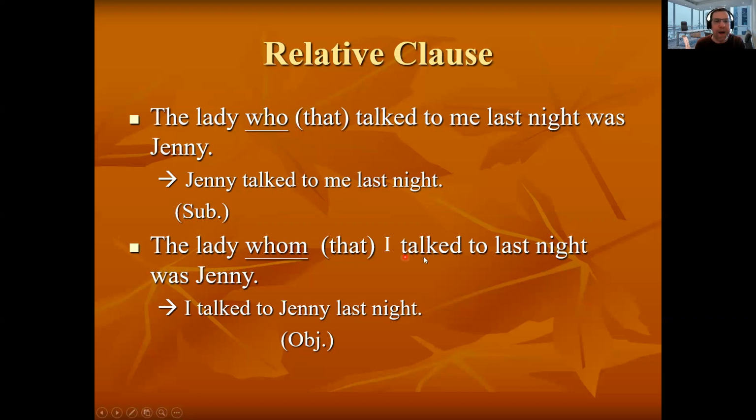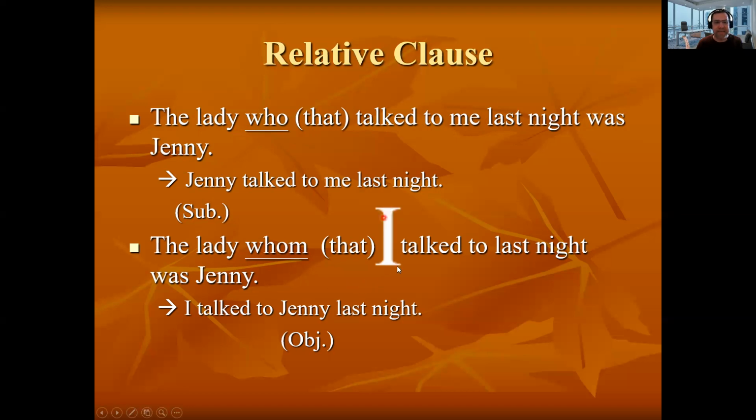The lady whom I talked to last night was Jenny. I talked to Jenny last night. Jenny is not doing the talking. Jenny is being talked to by me. So if the person is doing the talking, like the lady who talked to me last night, I use who. But if the person doing the talking is not that noun, someone else doing the action, I use whom.